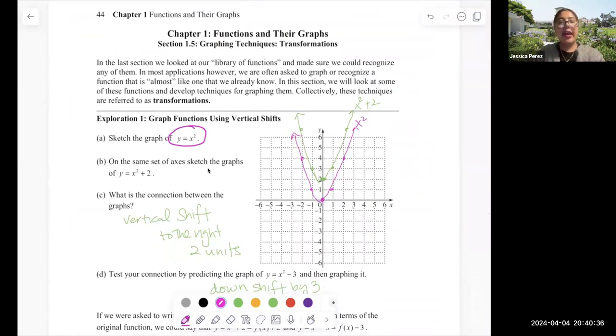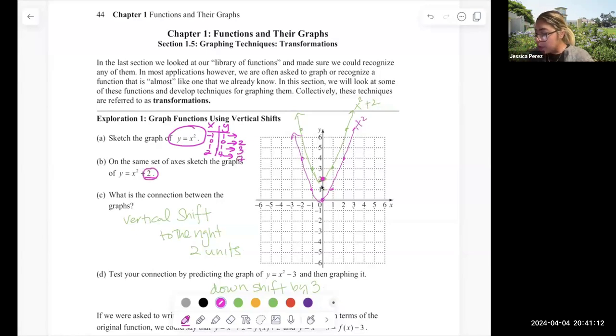So on the same set of axes, sketch the graph of x squared plus 2. So what's the difference between x squared and x squared plus 2? If I put these together, with x values -1, 0, 1, and 2, when I plug it in, I get -1 squared is 1, a 0, a 1, and a 4. If I add a 2, this will automatically bring my y values up 2 units. So it's now going to be 3, 2, 3, and 6.